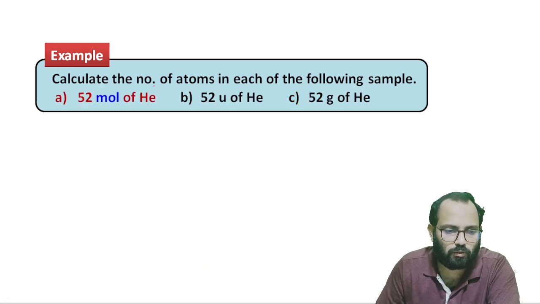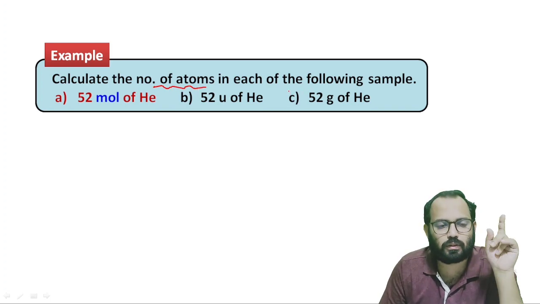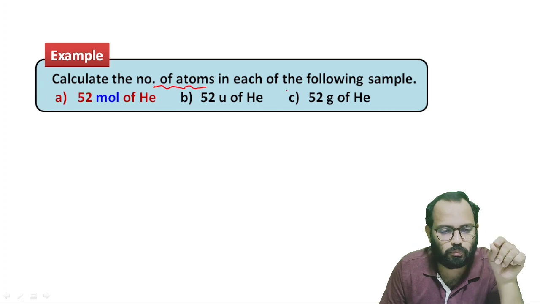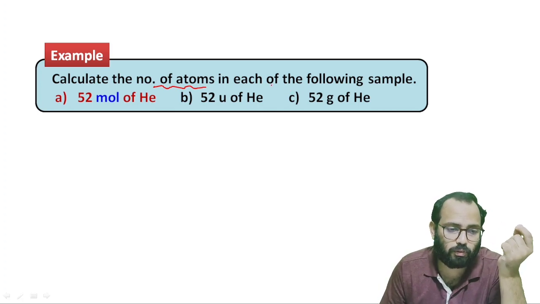Now look at that. With this, we'll wind up. Calculate the number of atoms in each of the following samples. They have given 3 different samples, and you should be very careful. After doing this, you will get the idea how to find out the number of atoms.